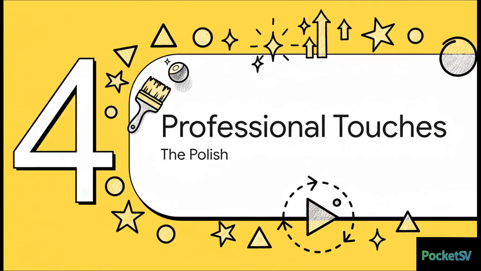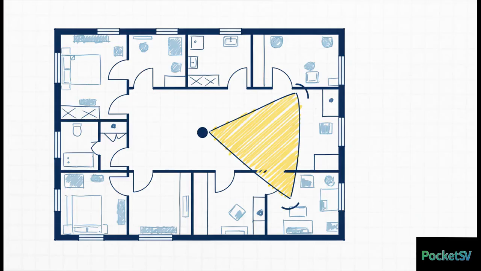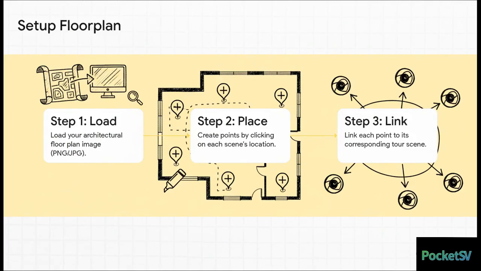Okay, our tour is built, it's interactive, we're almost there. Now it's time for the polish. You know, those little professional details that take a tour from good to absolutely great. A perfect example of this is the interactive floor plan. You can add a map for easy navigation, but the real game changer is that little live radar cone that shows your visitor exactly which direction they're looking in real time. It's so cool. And setting it up is a piece of cake.